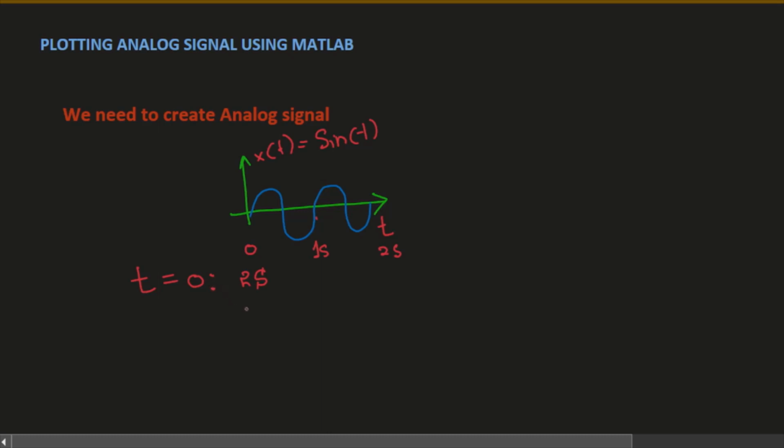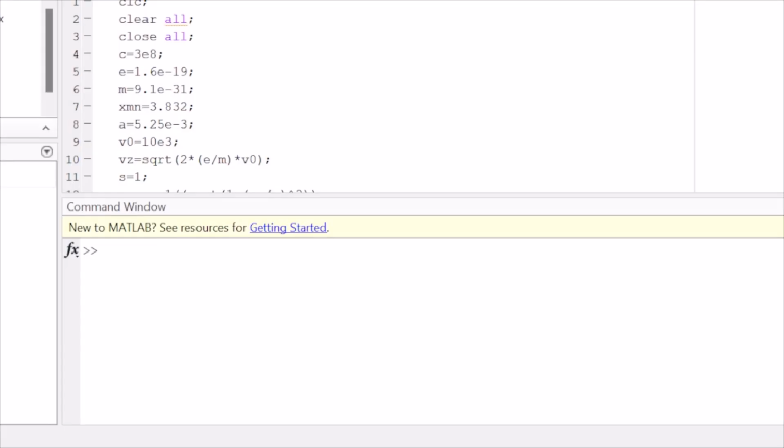Here I will take steps of 0.001 second. In the sense, I will have various points, but it is not truly continuous, because your computer will not understand that. So I'll be defining the values in steps of 0.001 second: sine 0, sine 0.001, sine 0.002, and so on, up to 2 seconds. Let's see how we can put that condition in MATLAB.